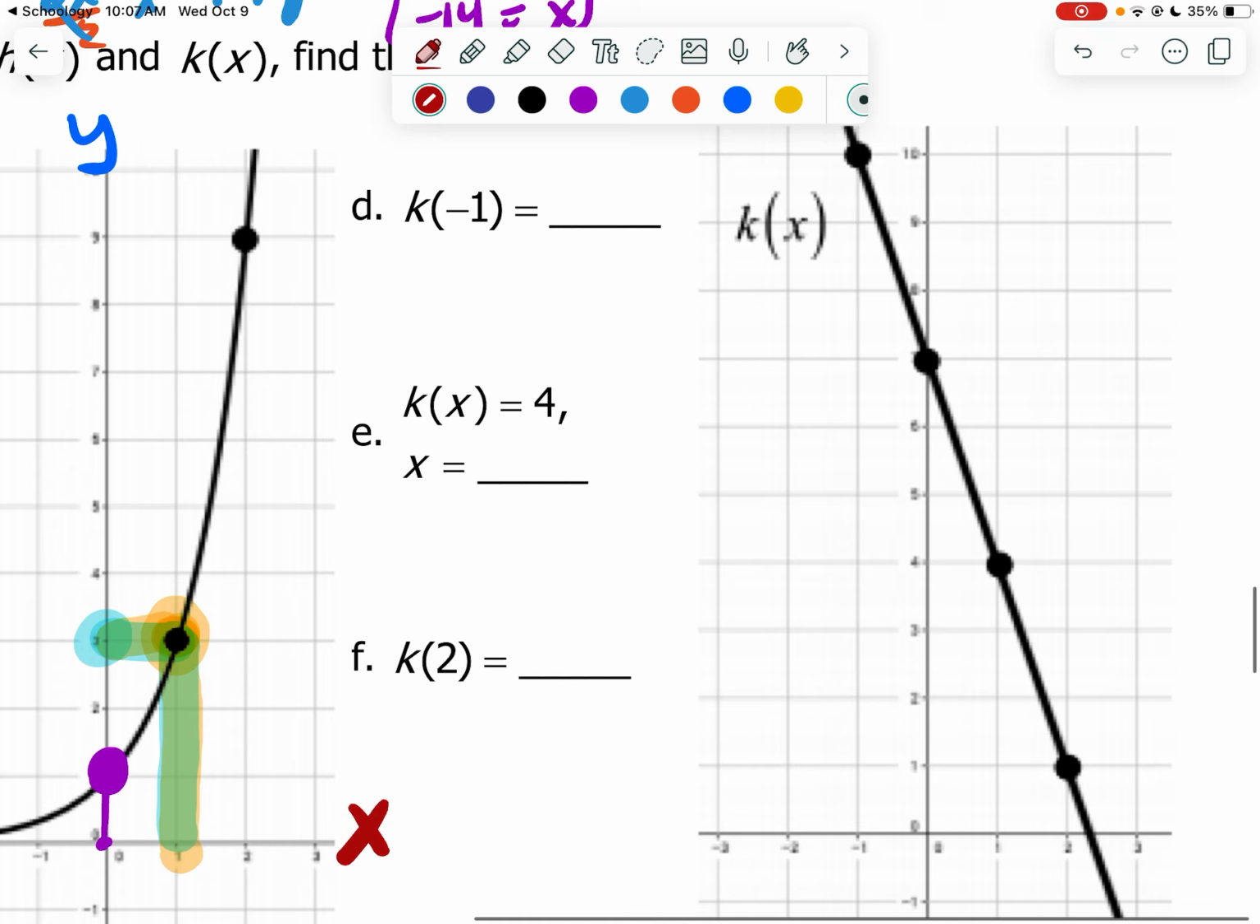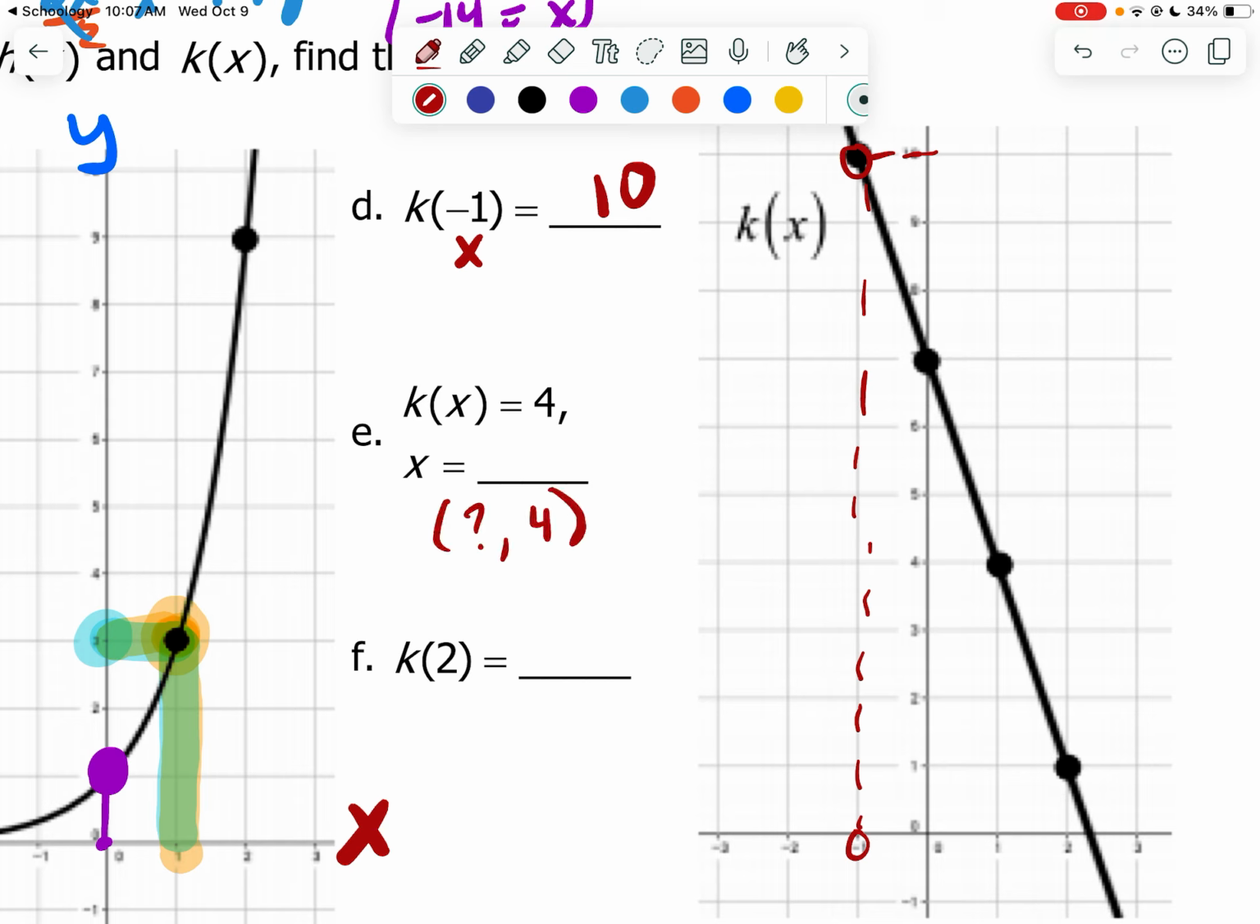All right, so k of -1, so this graph is k. So when x is -1, go all the way up. Okay, right here, your y value is, what number is it? 10. Okay, next one, I don't know x, but y is 4, right? So here's where y is 4. So here's your x value at 1. Okay, next one, 2 is your x. I don't know the y, right? So when x is 2, y is 1.